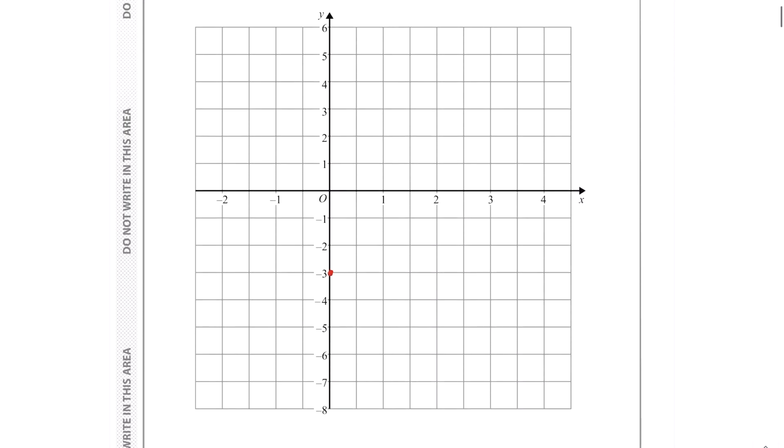And then the gradient is 2, so that means for every 1 we go across, we go 2 up. So in this case, on the x-axis, it goes up by 1 every 2 squares, so just watch out for that. And in the y-axis, it goes up by 1 every 1 square. So it's just worth bearing that in mind. So we're going to go 1 across. For every 1 we go across, we go 2 up. That's what the gradient of 2x means. So the next point is going to be there.